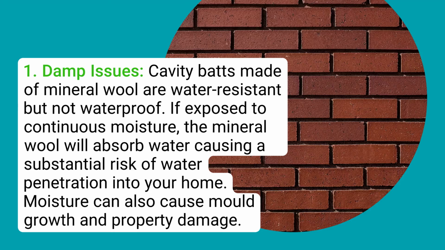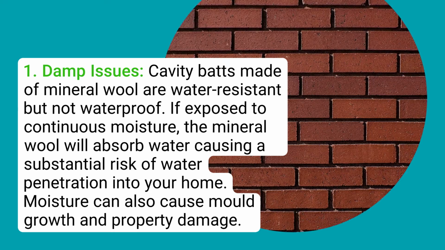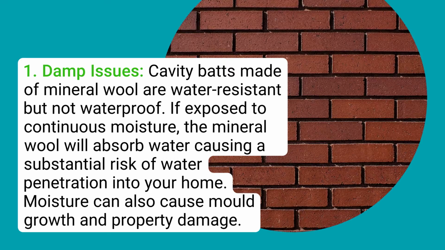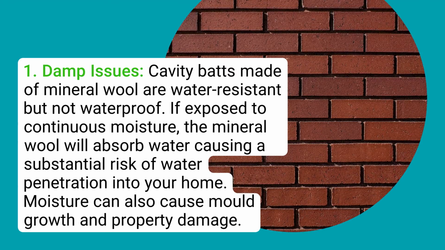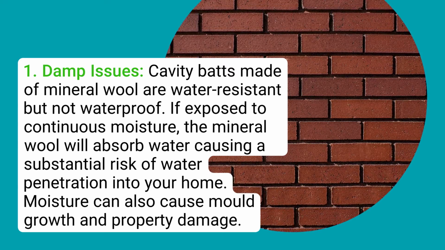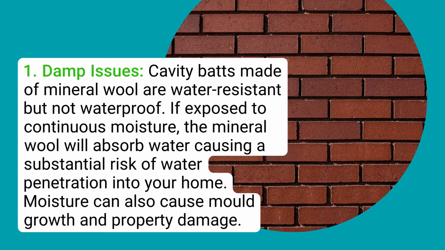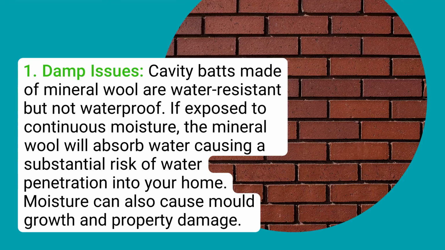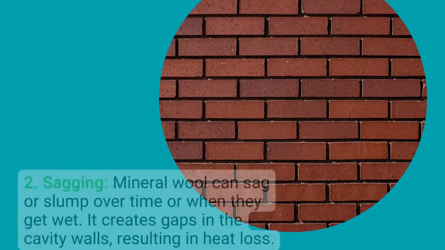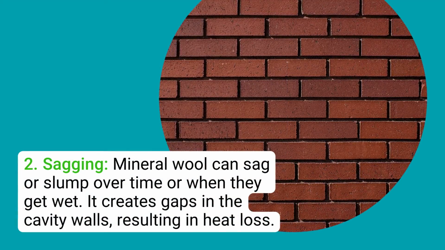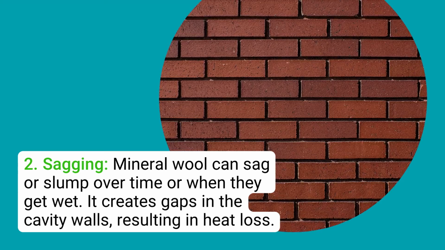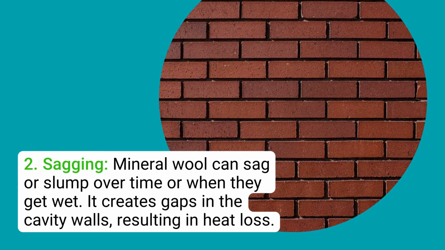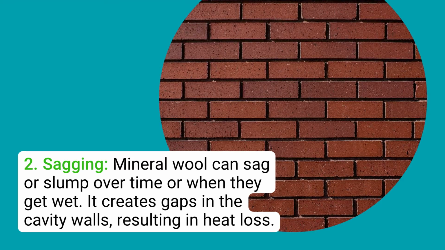Damp issues. Cavity batts made of mineral wool are water resistant but not waterproof. If exposed to continuous moisture, the mineral wool will absorb water, causing a substantial risk of water penetration into your home. Moisture can also cause mold growth and property damage. 2. Sagging. Mineral wool can sag or slump over time or when they get wet. It creates gaps in the cavity walls, resulting in heat loss.